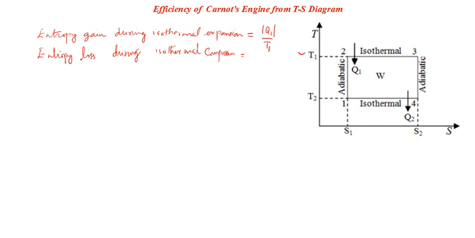So it's given by the amount of heat that is rejected, that is Q2. So that is equal to modulus of Q2 upon the temperature at which the heat rejection occurs. That happens at a temperature T2.